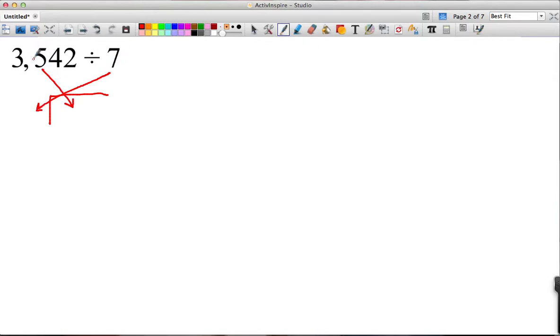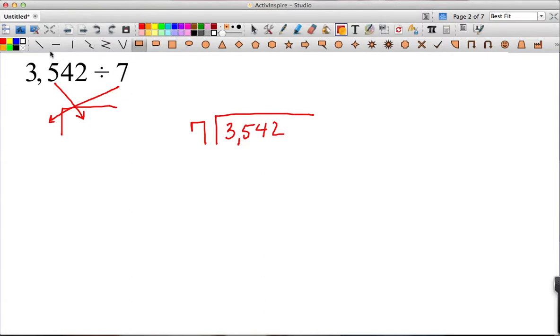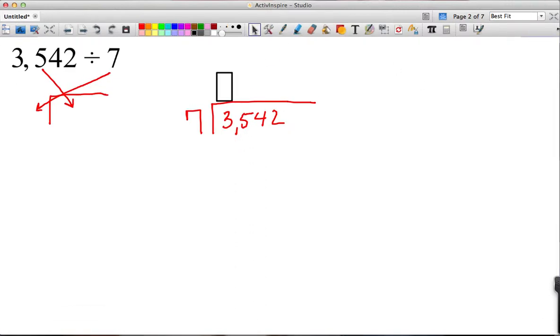So it's kind of like if you're waiting in line, 3,542 would get to go inside first, 7 would still be waiting outside to go in. So I have 7 on the outside, and then 3,542 on the inside. And what I like to have students do is set up boxes. This helps us remember where our numbers go, and it is really important when we're working with numbers to keep our numbers lined up correctly. So I set up my boxes, and since I have 4 numbers, I'm going to set up 4 boxes, one above each number.